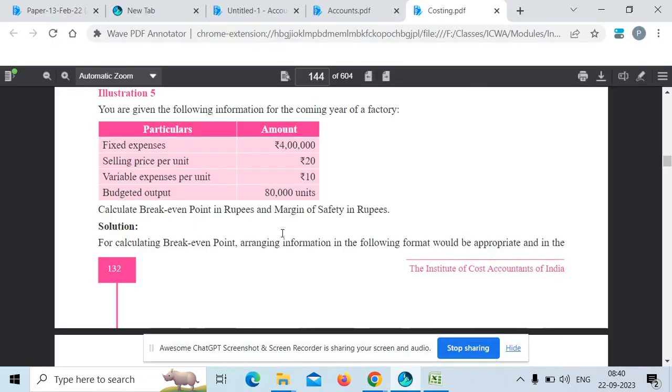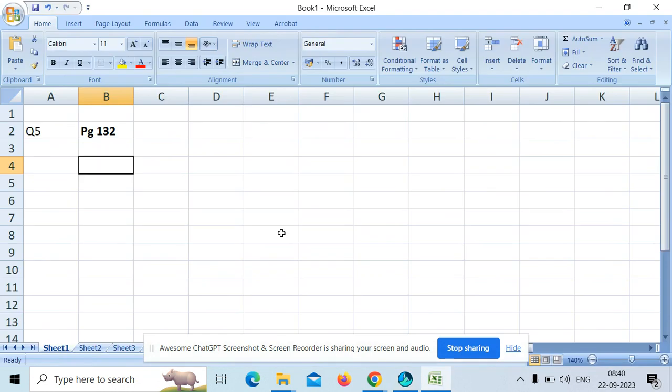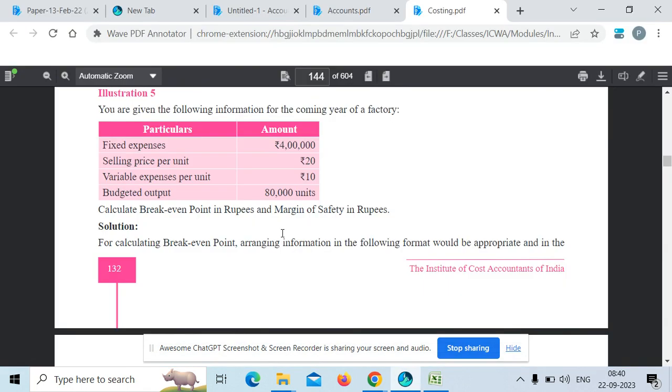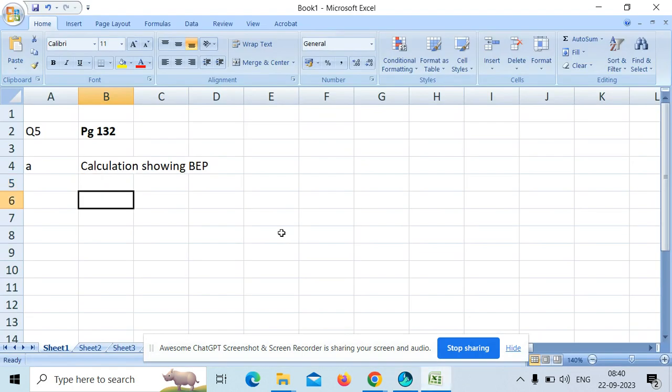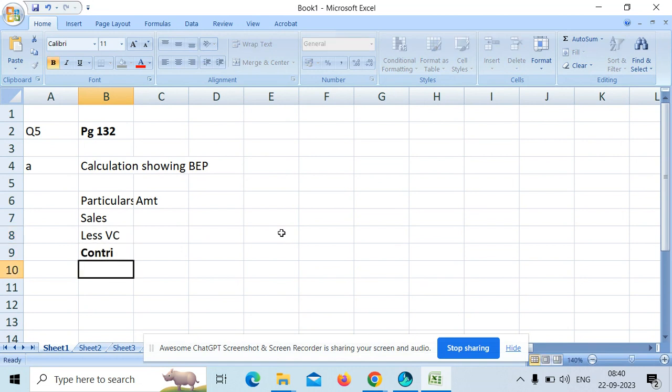They want me to calculate break-even point and margin of safety. So I'll show the calculation of BEP first. Fixed expenses, selling price per unit, variable cost, you have. So I'll prepare my statement first. It's a universal statement. Whichever topic you do, whether accounts, costing, or FM, this income statement will remain the same. Less fixed expenses, you will get profit.